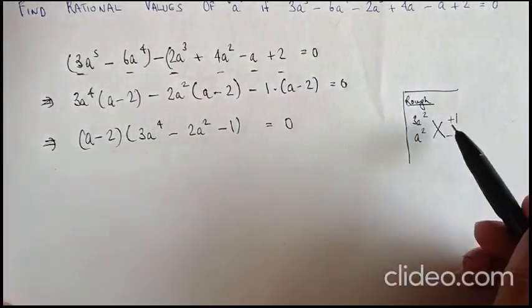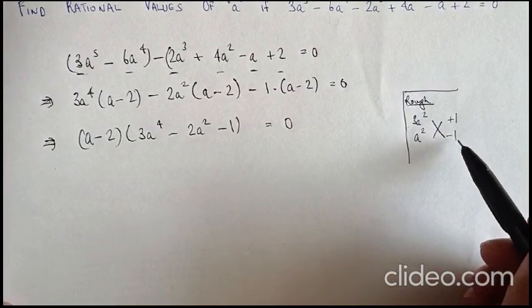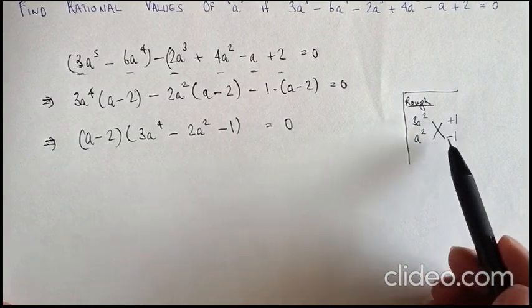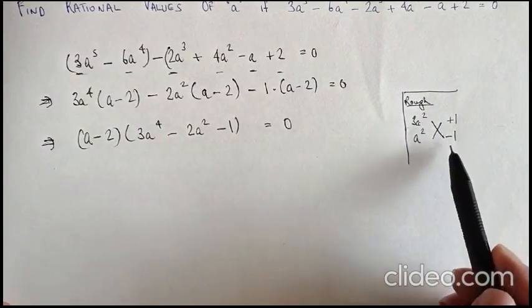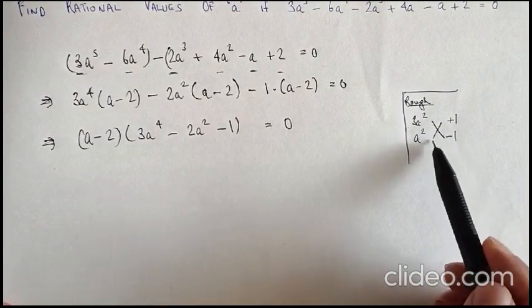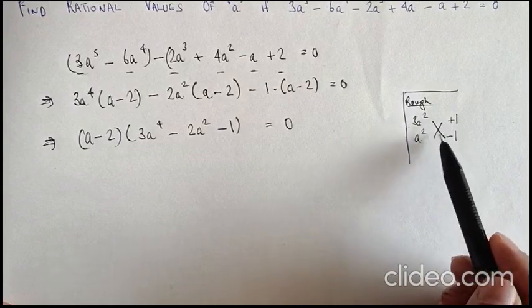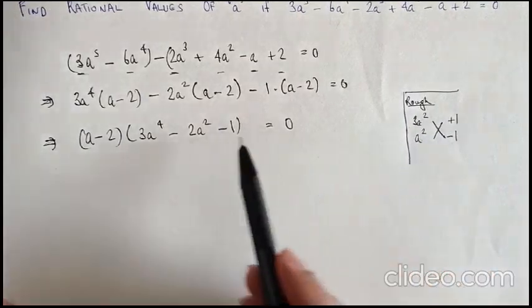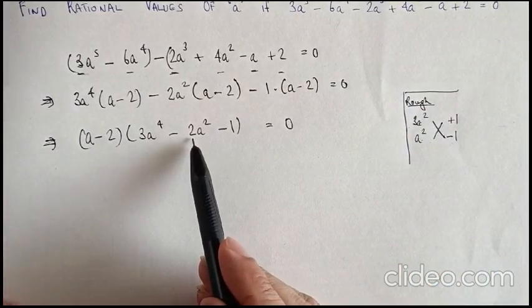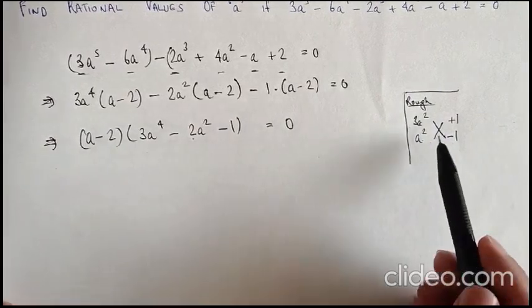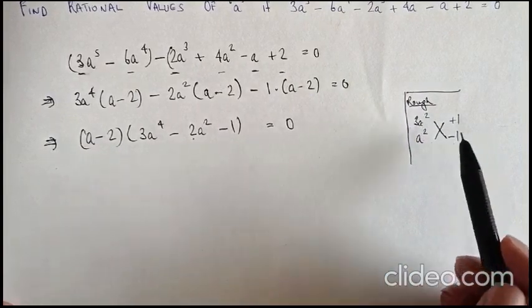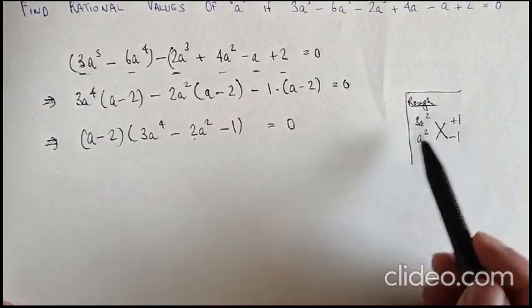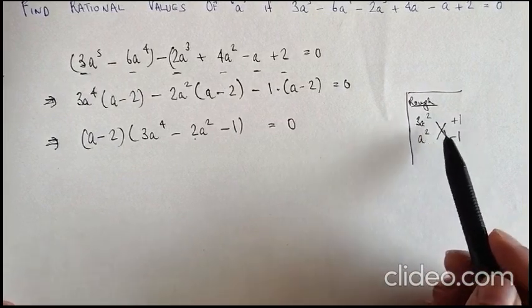So minus 1 is the product of plus 1 into minus 1. So why we make a cross like this is 3a squared into minus 1, that will give us minus 3a squared plus 1 into a squared. So minus 3a squared plus a squared. That is the middle term, which is minus 2a squared. So whenever you have it done like this, across and have this factorized, it is very easy to find out what should be the terms on either side.